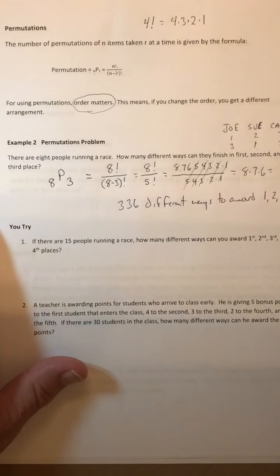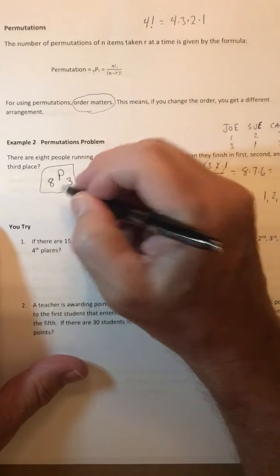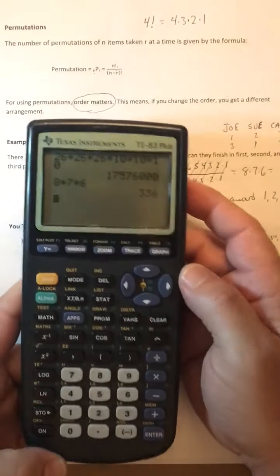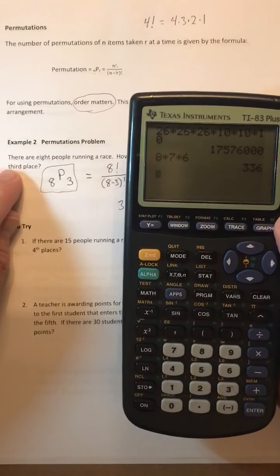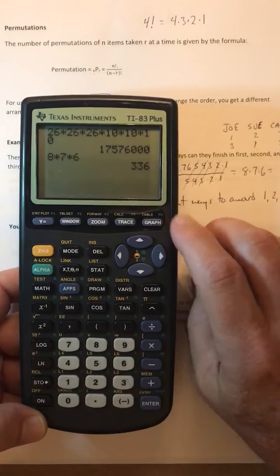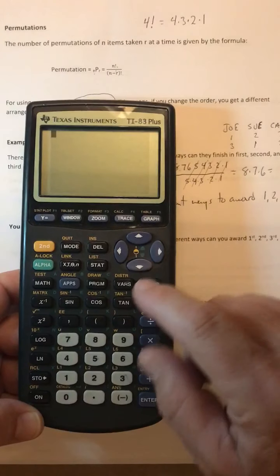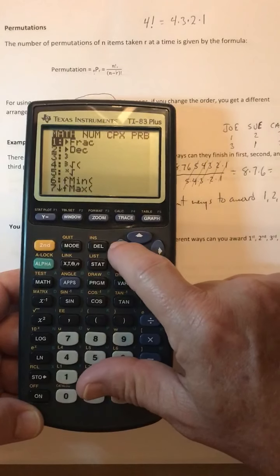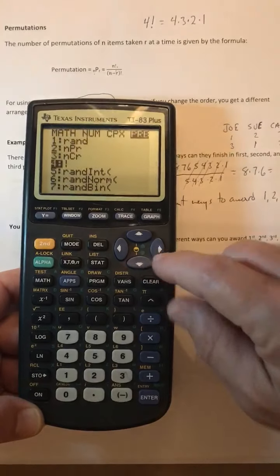All right, now I'm going to show you the shortcut. The shortcut is using the calculator. Now, a lot of these calculators have the N, the P and the C, and the factorial button on it. First thing I'll show you is where the factorial button is and how it works. All right, so let me just clear this out. If I wanted to do 5 factorial, I would hit the 5, and then under math, over on probability, there's our exclamation point. So you got to find that exclamation point.